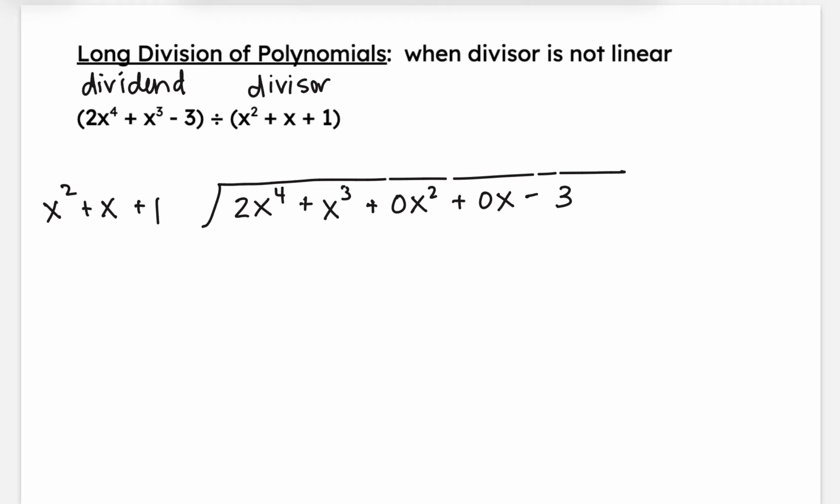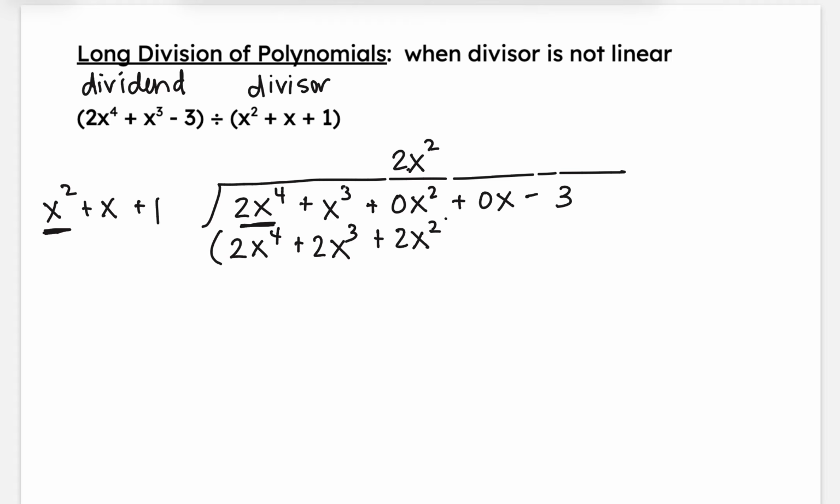Okay, so I'm going to look at the first term of each of these, and ask, what can I multiply x squared by to get 2x to the fourth? Well, that would be 2x squared. I'm going to write that above my x term, and now I'm going to multiply. 2x squared times x squared gives 2x to the fourth. 2x squared times my second term, x, gives 2x to the third. And 2x squared times 1 gives 2x squared.